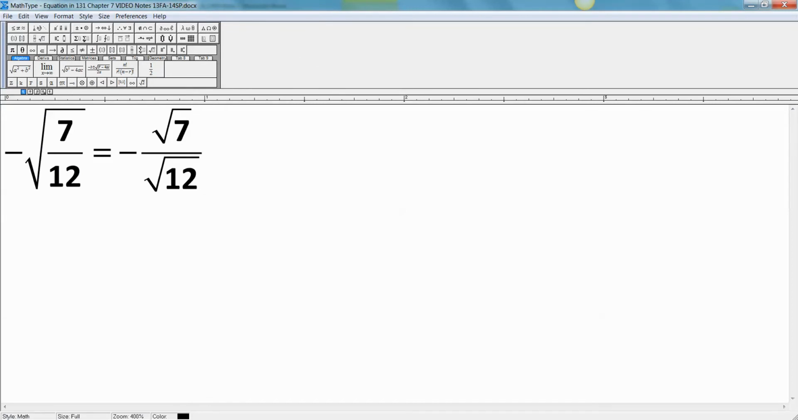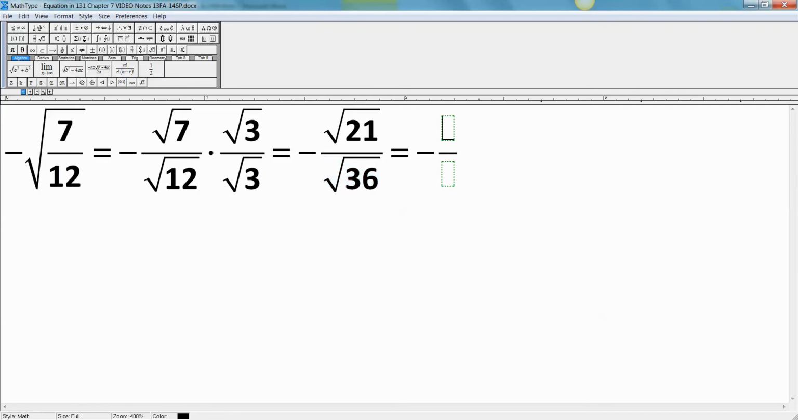So what I'm going to do is think about 12 just a little bit. 12 is 4 times 3, right? But 4 is already a perfect square. So the real trouble is the 3, the extra 3 that you have there. So if I just multiply by the square root of 3 over the square root of 3, that'll turn that denominator into the square root of 36. And 36 is a perfect square, right? So this is negative square root 21 over 6.